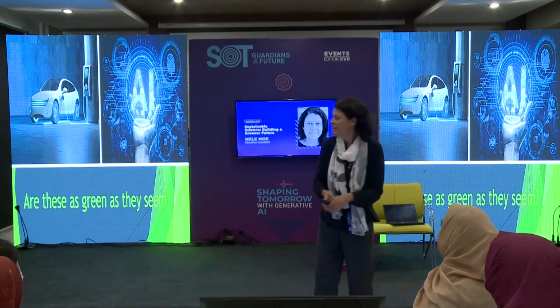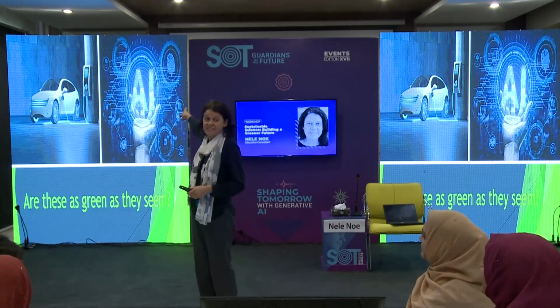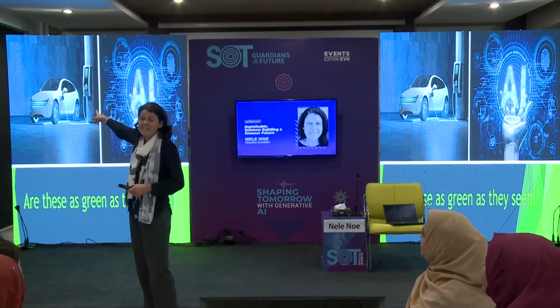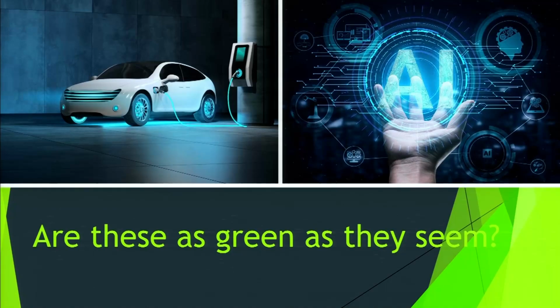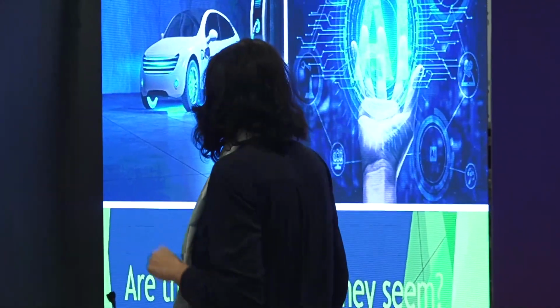So, are these as green as they seem? What is the one here? What is this? AI, and what is that? Electric car. Discuss. And I'm going to include with the AI your phone, your internet, your computer at home. All of those belong to this domain. And then we've got the electric car. Discuss at your tables. Are they as green as they seem?